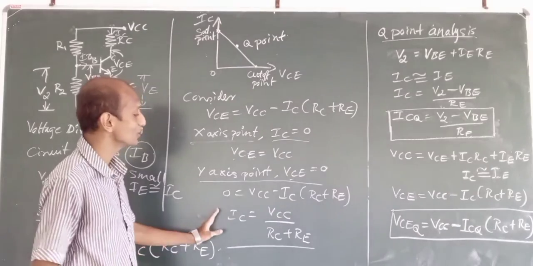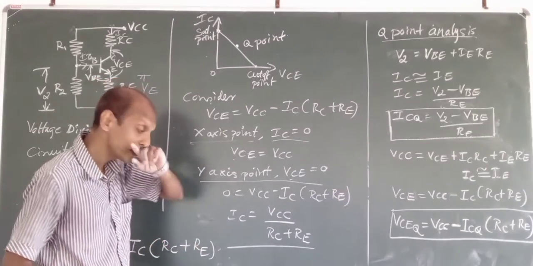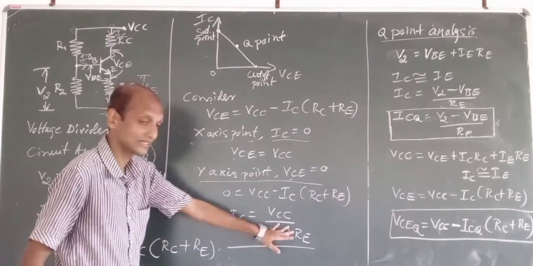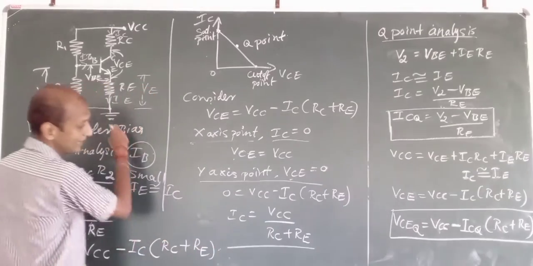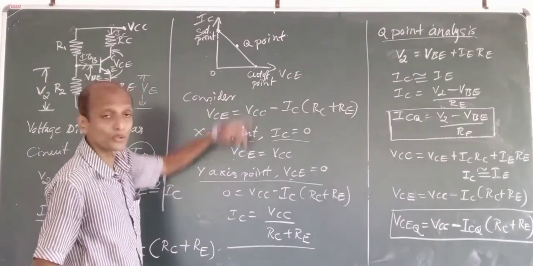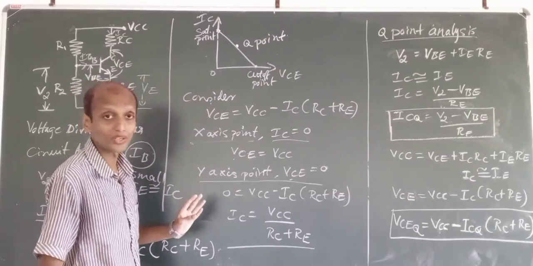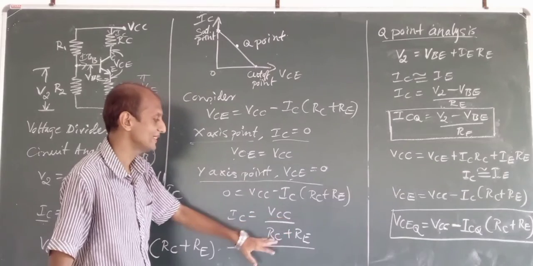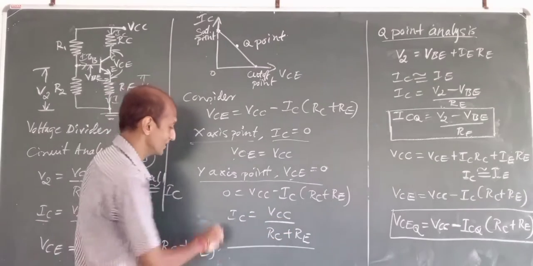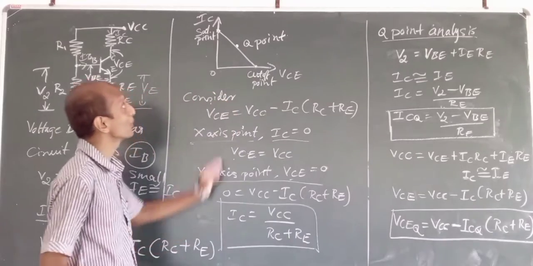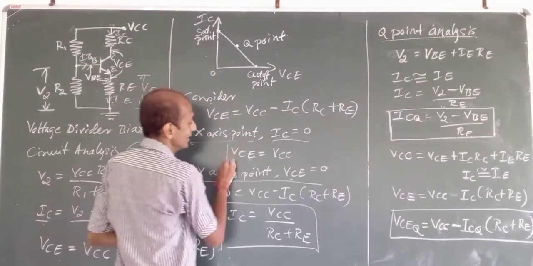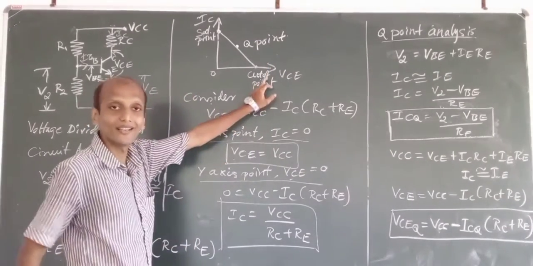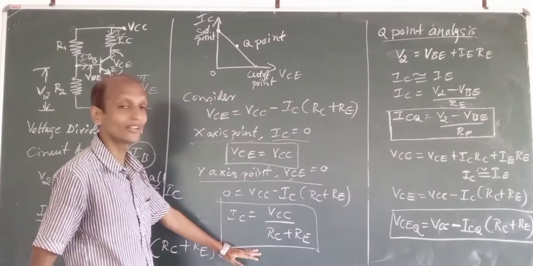So like this also I can find out if I know the values of VCC, RC and RE. Then I can directly go for the Q point or endpoints of the load line. Endpoints of the load line I can find with the equation IC will be equal to VCC divided by (RC plus RE). So this is the equation to find the endpoint on the y-axis, and the other is the equation to find the endpoint of the load line on the x-axis. This is for the cutoff point, and this is for the saturation point.